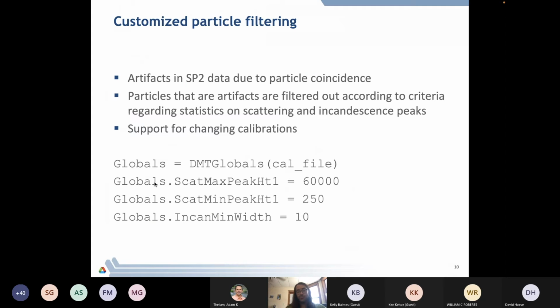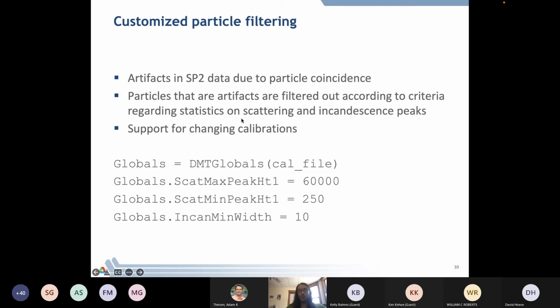And we can do customized particle filtering. As I told you before, there could be artifacts in SP2 data. A lot of it is due to the fact that you could have more than one particle enter the laser beam at once. That can give you multi-peak signatures and you can't tell what particle you're actually recording. So a lot of these artifacts can be changed by setting some of these criteria in a DMT global structure.